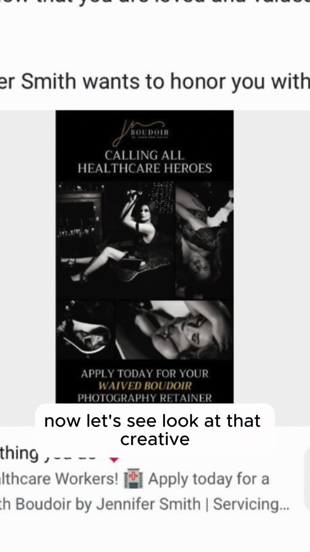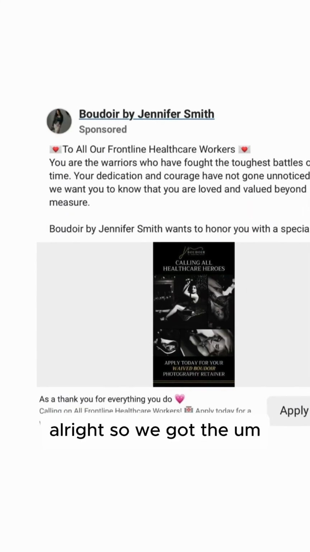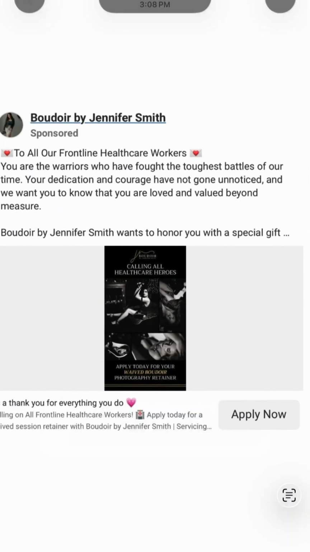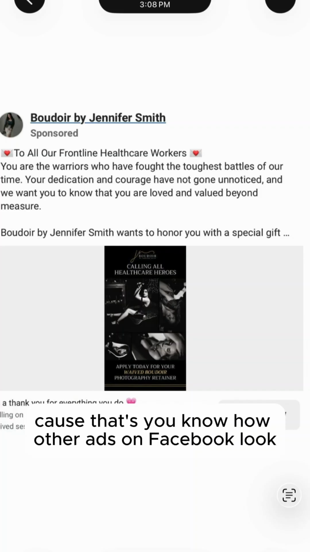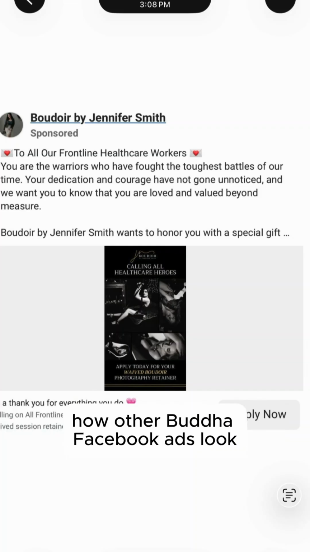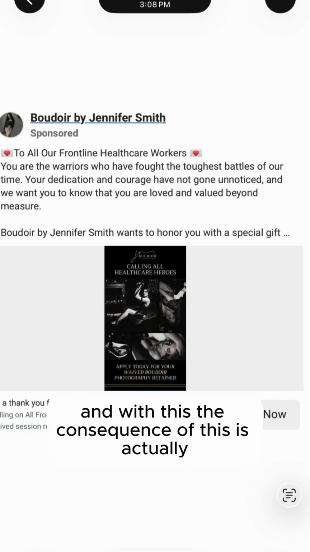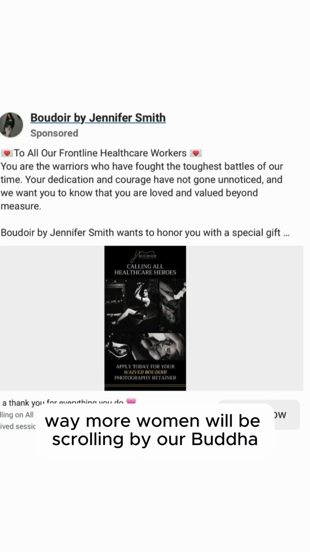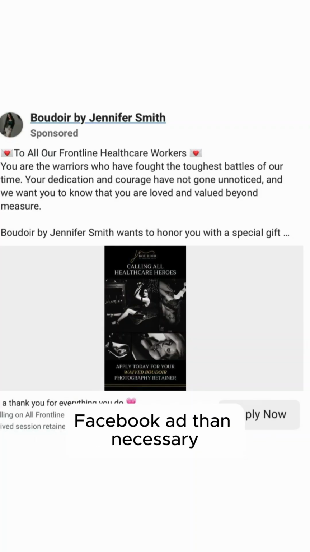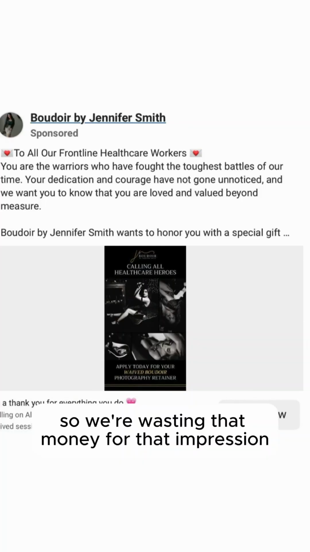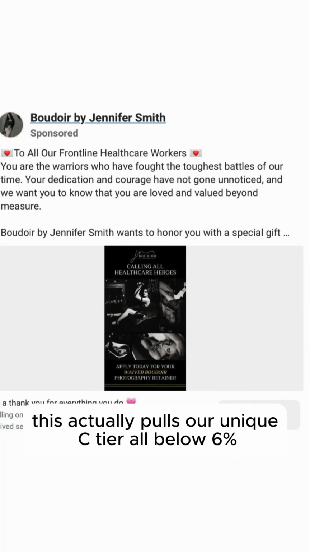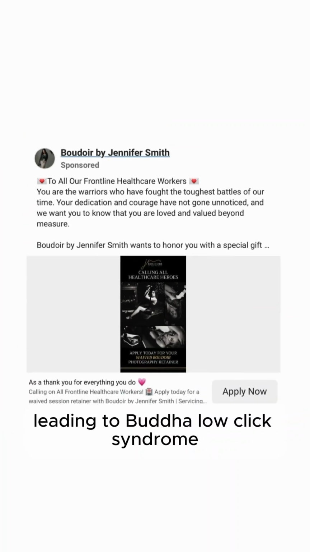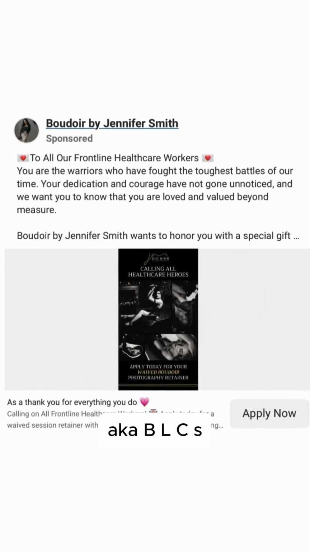Now let's look at that creative. All right, so we got the looks like an ad mistake here in our creative. The false belief that caused us to make this mistake is we believe our ad should look like an ad because that's how other ads on Facebook look, how other Boudoir Facebook ads look. And the consequence of this is actually way more women will be scrolling by our Boudoir Facebook ad than necessary. So we're wasting that money for that impression, and this actually pulls our unique CTRL below 6%, leading to Boudoir low click syndrome, aka BLCS.